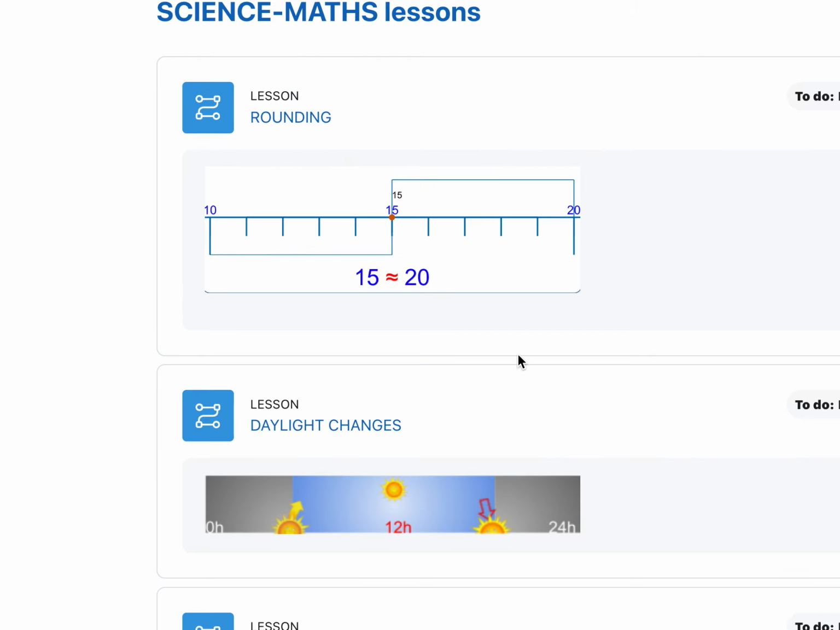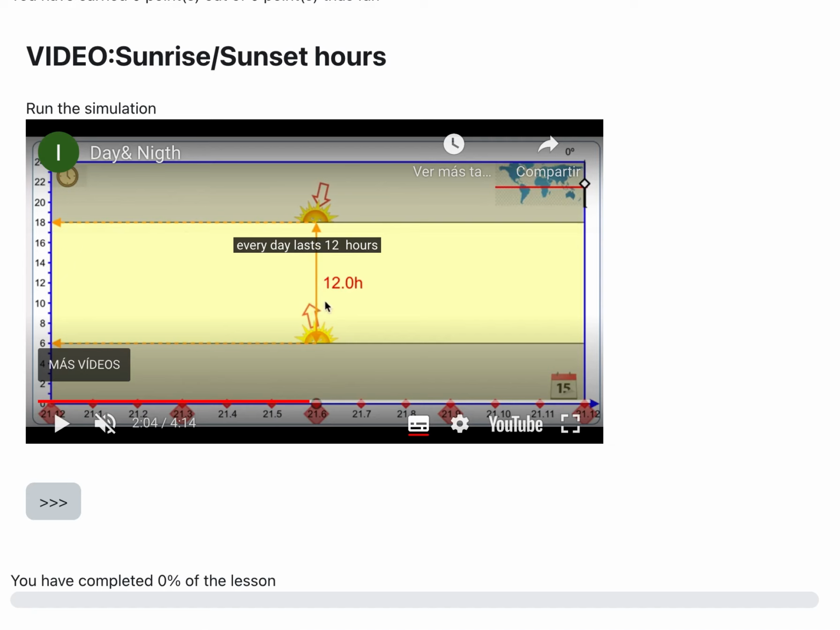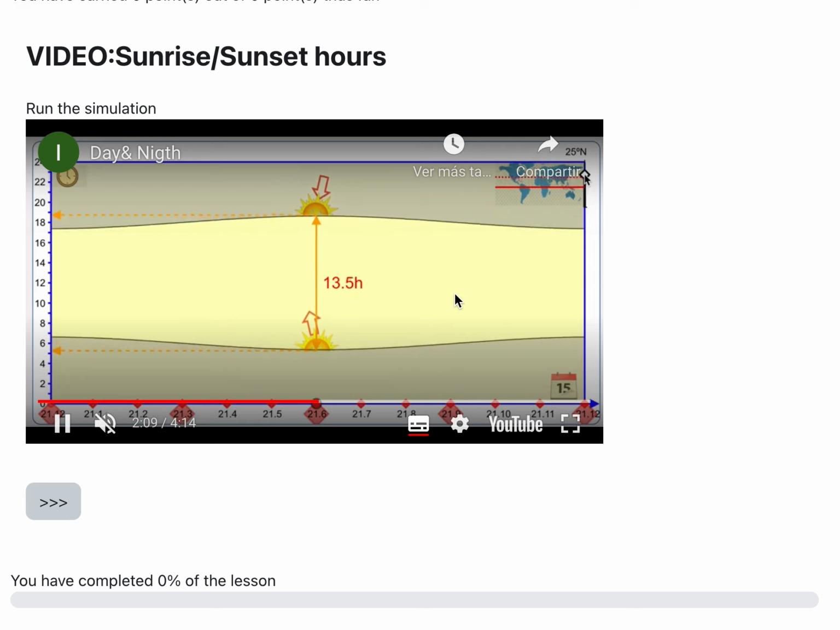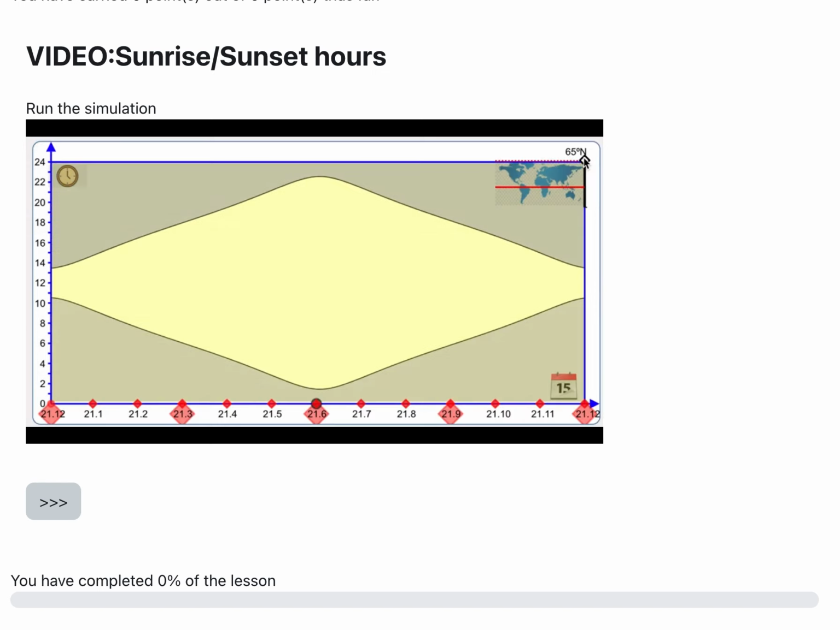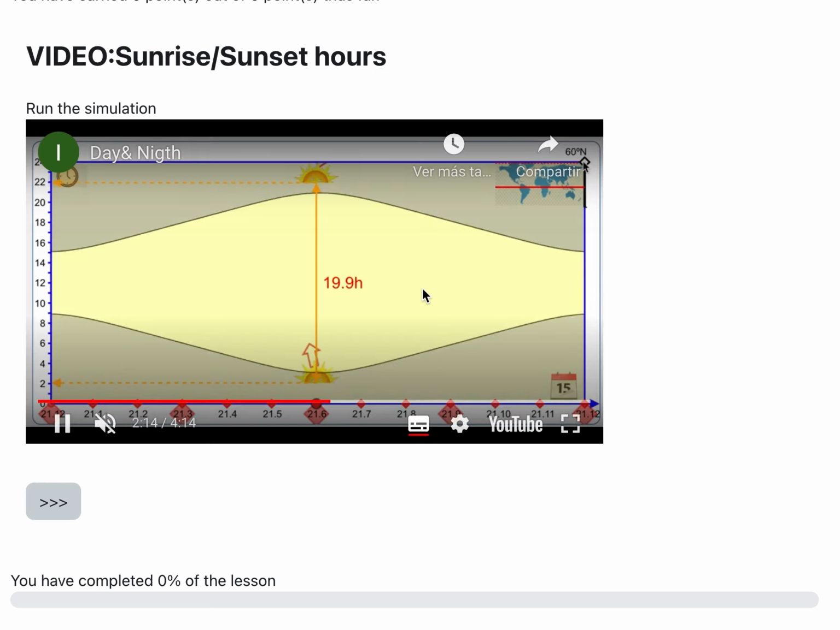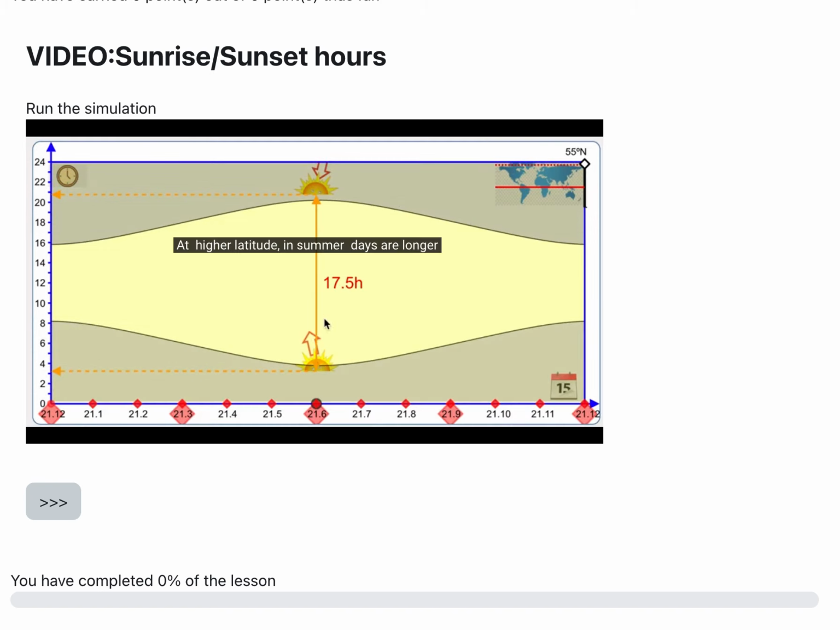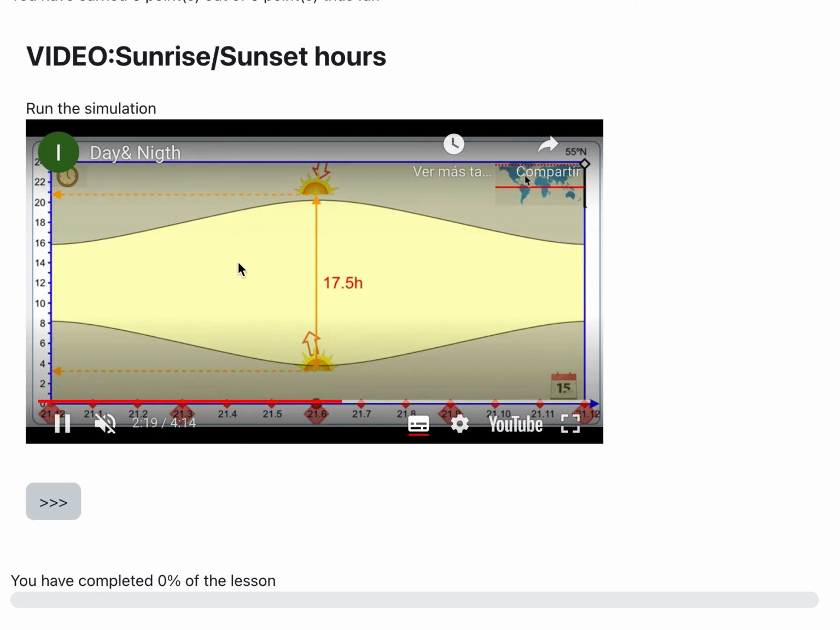The second lesson we are going to see is about daylight changes. First, we start also with a video. The video has been constructed using GIS-graph animations in order to show interactivity, and it's also subtitled using the software built by the partner of the project, Polytechnical University of Valencia.